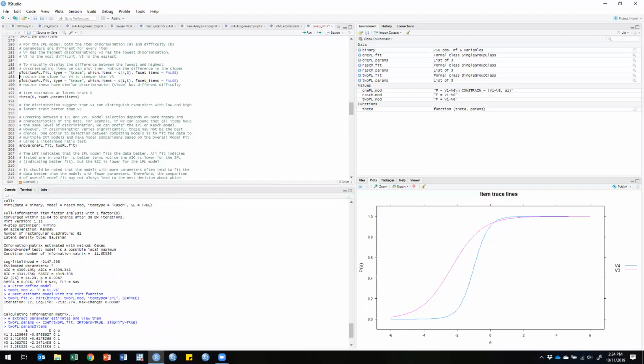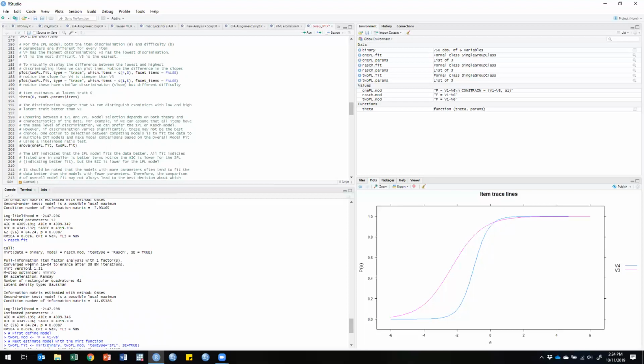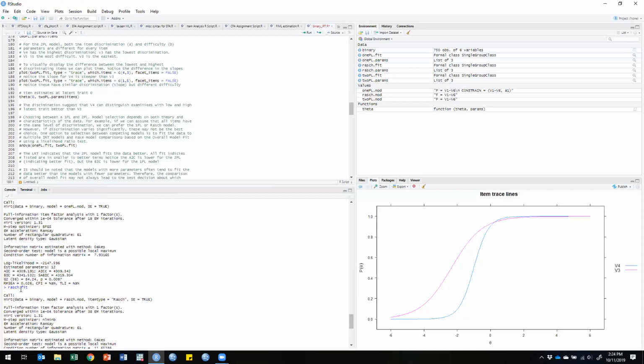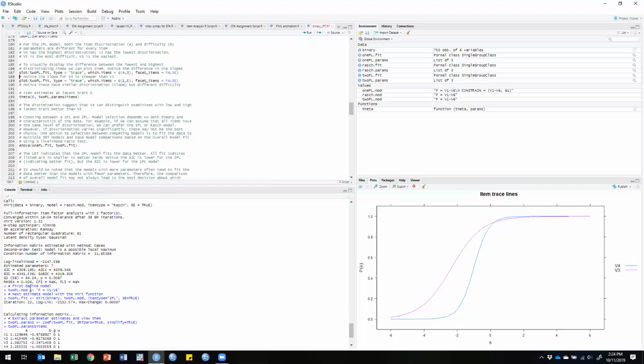Remember we looked at the item descriptives from the 1PL and then the Rasch model. We can think of the 1PL as being nested within the 2PL model, so we could use a likelihood ratio test to see which model overall fits the data better.